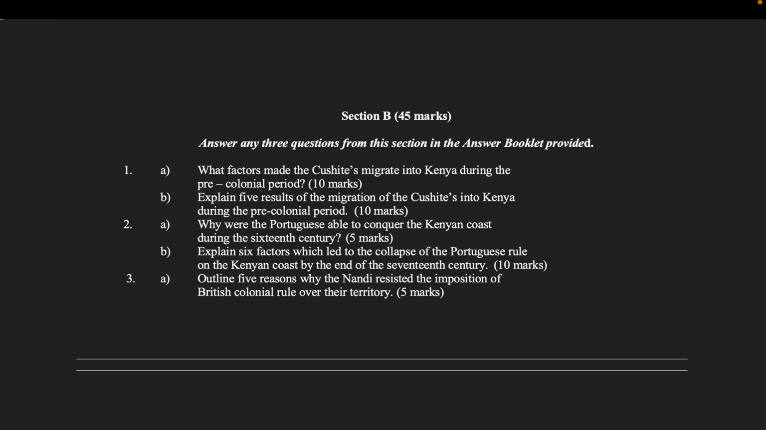The Kushites intermarried with the communities they found in the areas where they settled in Kenya. There was increase in population.